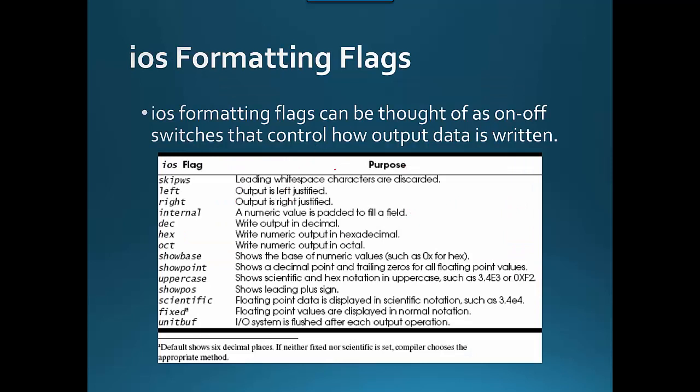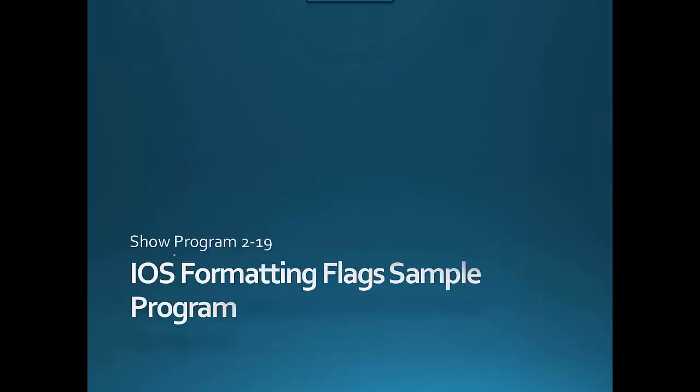Another way we can format output is using ios formatting flags. And you can think of them as switches. So when you set an ios formatting flag, all text from then on will apply that rule. So, if you applied the left ios flag, all your output would be left justified. You apply the right, all your output would be right justified. And there's several formatting flags which you can use.